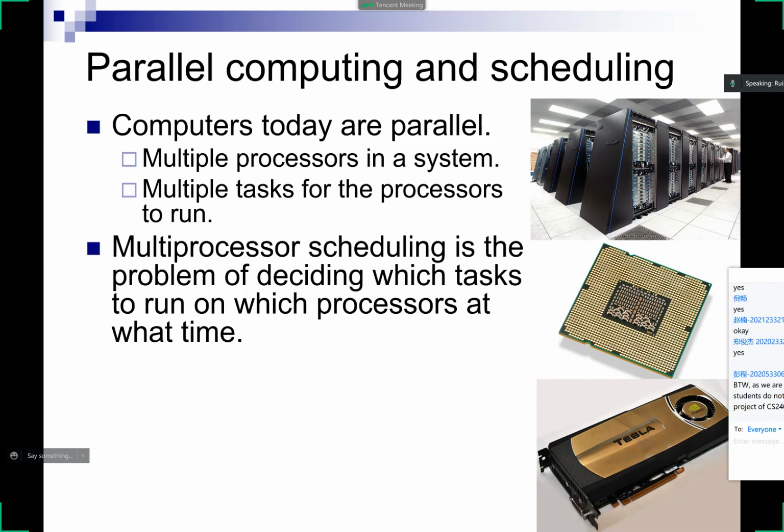When you have a bunch of processors and a bunch of tasks, then you have the scheduling problem, which is to decide which tasks are going to run on which processors, and also what time they're going to run at. So you take a bunch of tasks and map them onto processors, and then for each processor, when it gets a set of tasks, you need to figure out which order to execute those tasks and at what time to execute them.